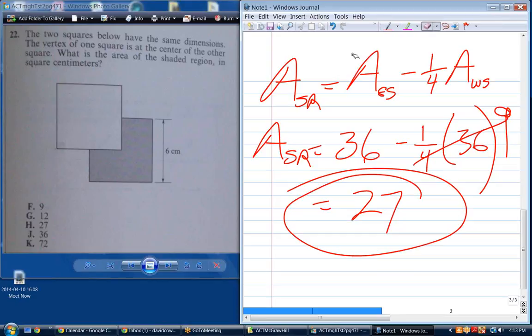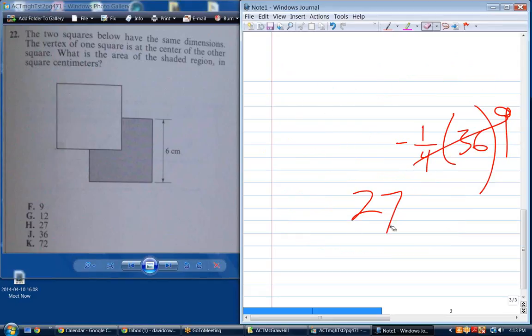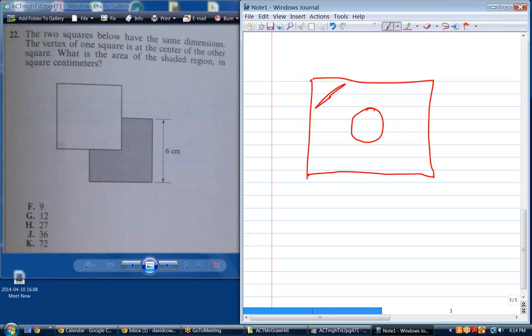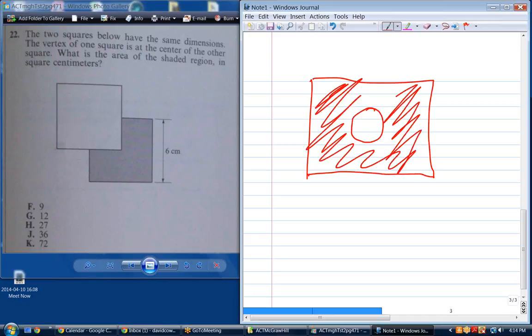Most shaded area problems you will get will have some sort of a curved surface on them, making it impossible to figure out the normal way. In other words, if I told you figure out the area of the shaded region, there is no way to do that other than as a subtraction. Let's do this one. Radius is 1. What is the area of the shaded region?